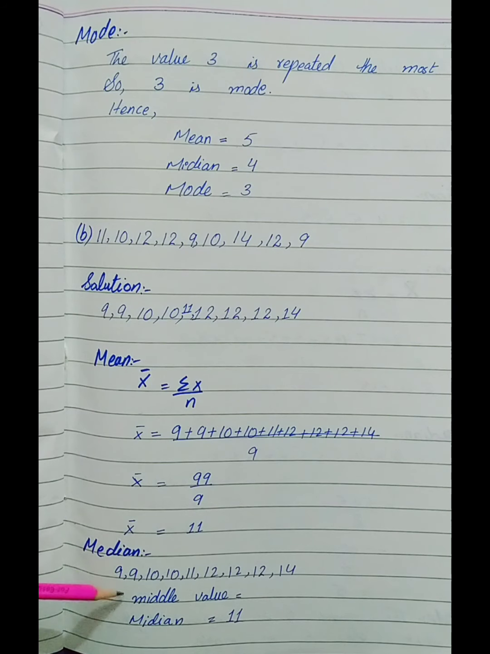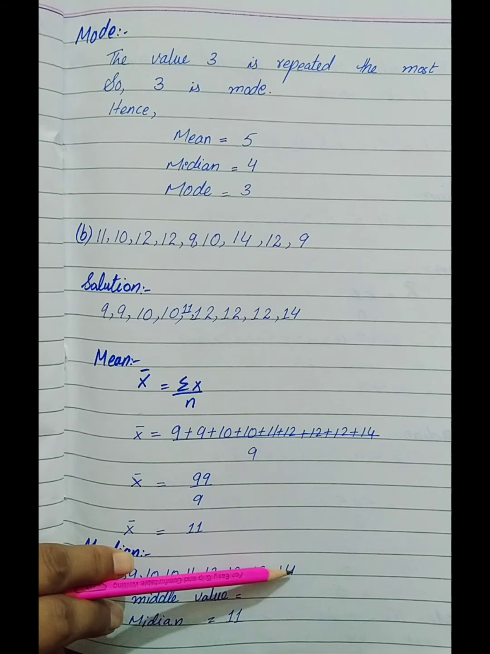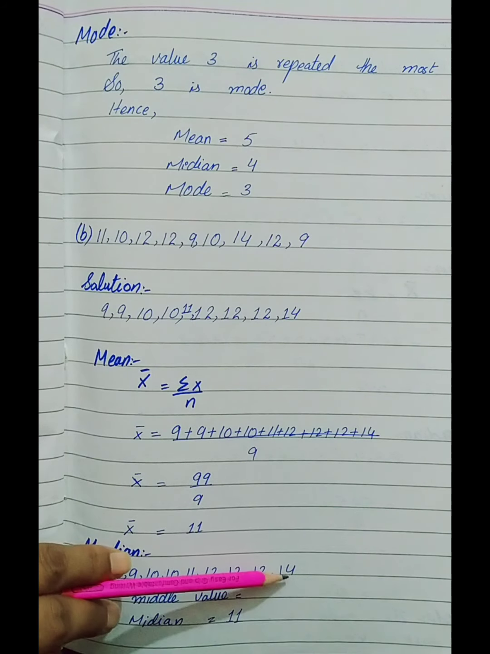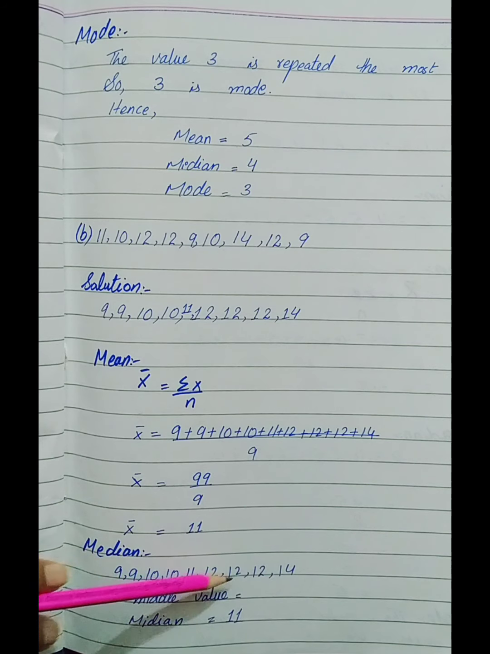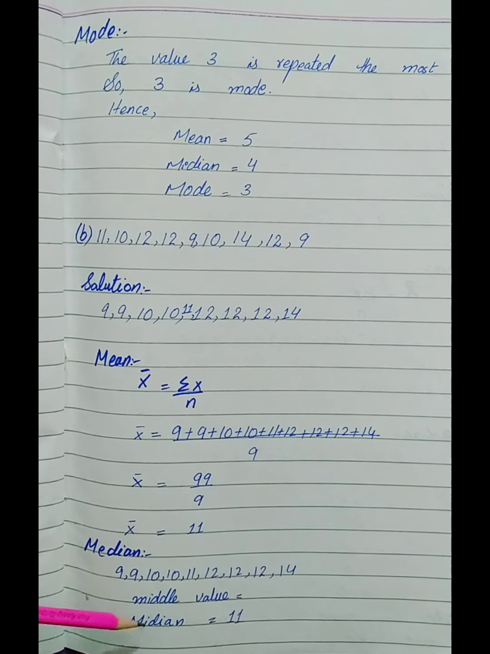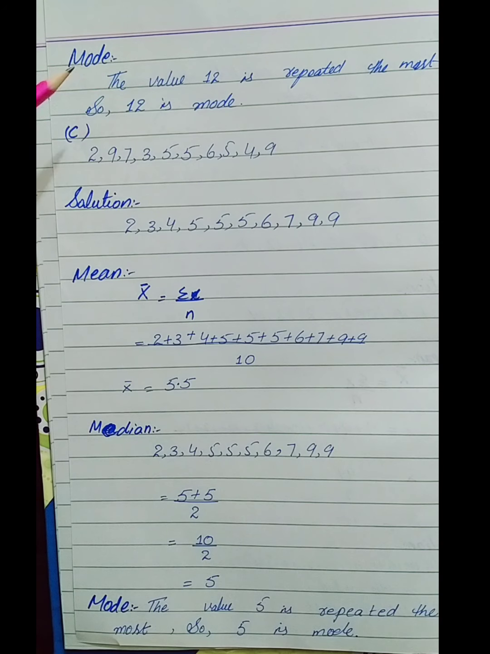Next is median. We have 1, 2, 3, 4, 5, 6, 7, 8, 9 values. 9 is an odd number, so we leave 4 values from the start, 1, 2, 3, 4, and then 4 from the last, 1, 2, 3, 4. So we get 11, which is the median. Next we find mode. The value 12 is repeated the most, so 12 is the mode.